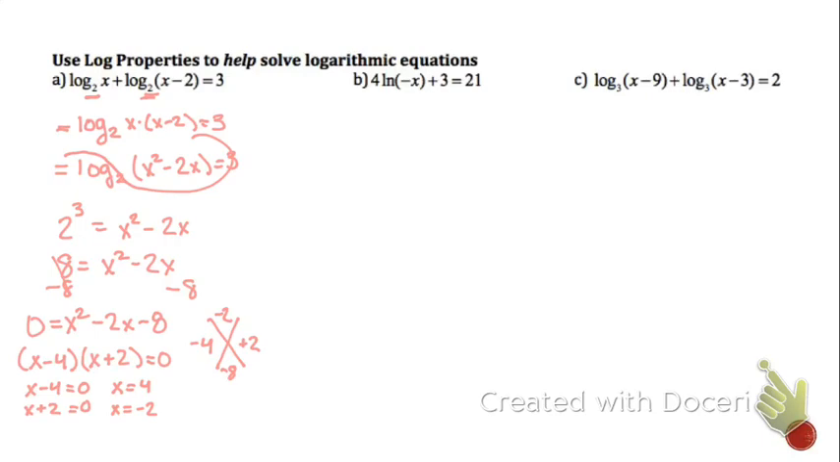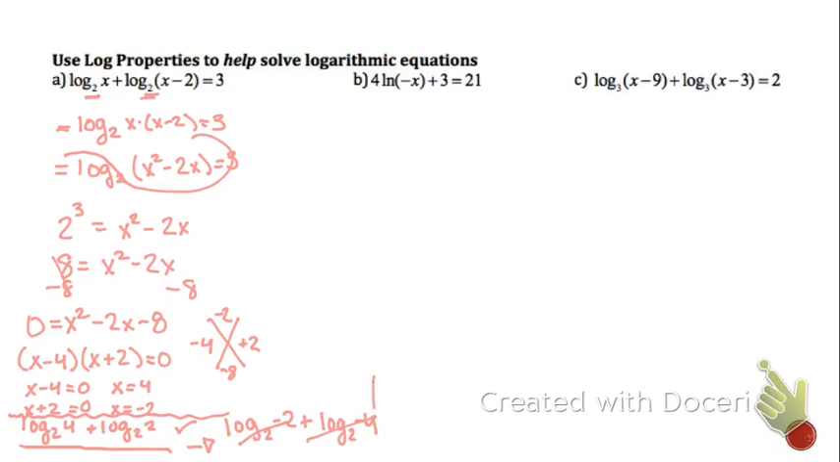But I have to check those, so I've got to plug them all back in. Or I can plug them into my calculator and see. Okay, so I found when I plug in 4, I get log base 2 of 4 plus log base 2 of 2. But when I plug in negative 2, I have negative values. And I can't have negative values. So that means negative 2 is not an answer, but x equals 4 is a solution.